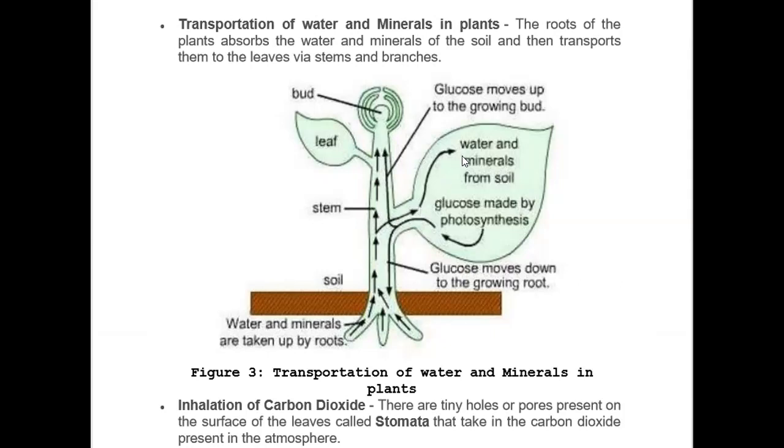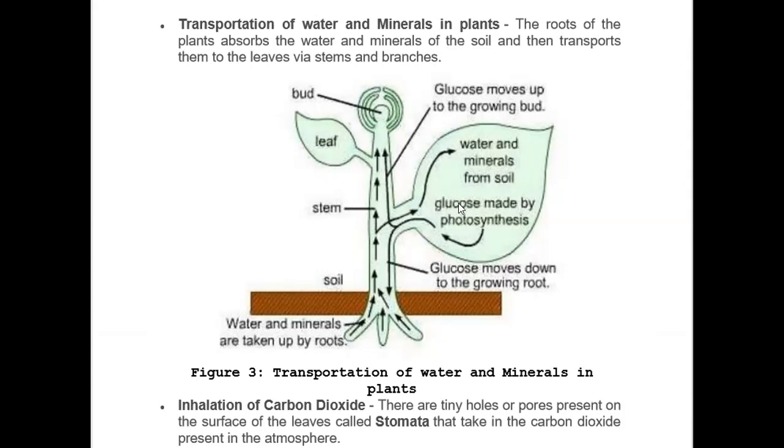And kids, once the water and mineral comes over here, the sunlight also comes over here, the chlorophyll is already present in the leaf of the plant, right? So what happens? The food is prepared in the leaf of the plant. Now, the question is, what is the food of the plant? The food of the plant is carbohydrate, right? And which carbohydrate? Glucose. Glucose is a type of carbohydrate which is the end product of photosynthesis, right?